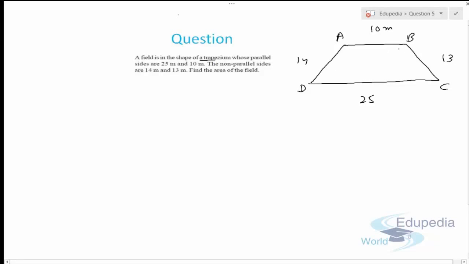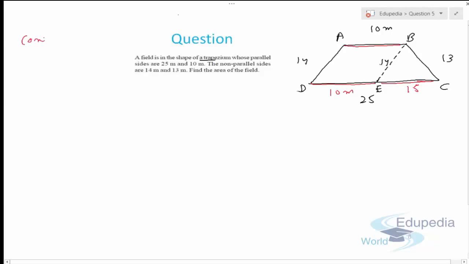Let's divide this trapezium into a parallelogram and a triangle. Let's say this is E. Now this is a parallelogram, so if this is 14, this will also be 14. If this is 10, this will also be 10 meters, and this remaining part will be 15. So first we need to find the area of the triangle.